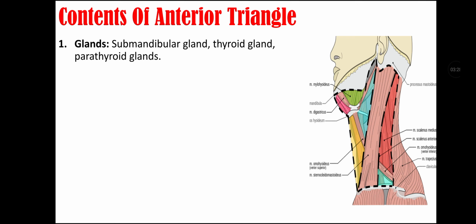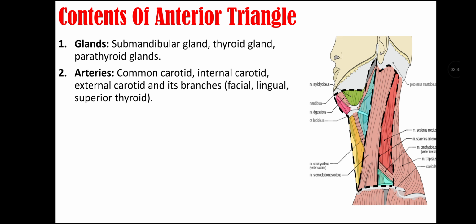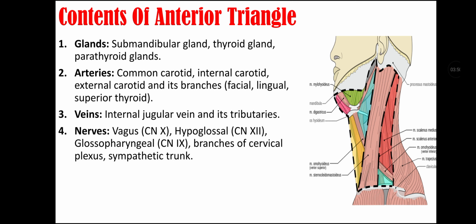Contents of the anterior triangle include glands, which include the submandibular gland, thyroid gland, and parathyroid gland. The contents include arteries, for example, the common carotid artery, internal carotid, and external carotid artery, and its branches, which include the facial artery, lingual artery, and superior thyroid artery. Third content is veins, which include the internal jugular vein and its tributaries.